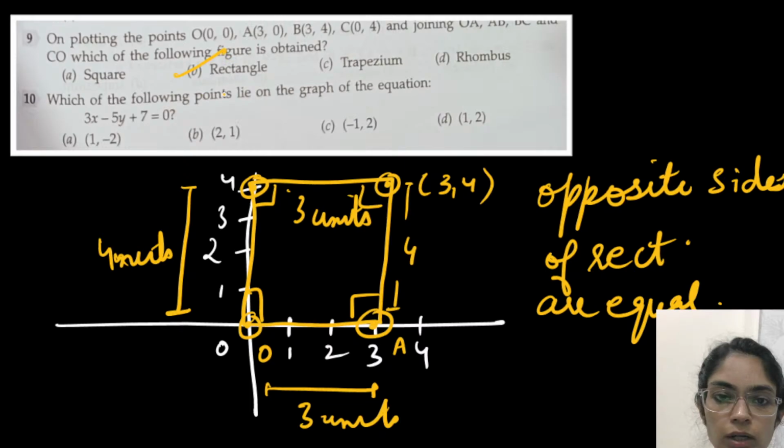Now which of the following points lie on the graph? So one line is there. Which of the following points lies on it?